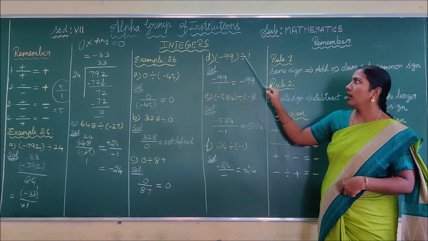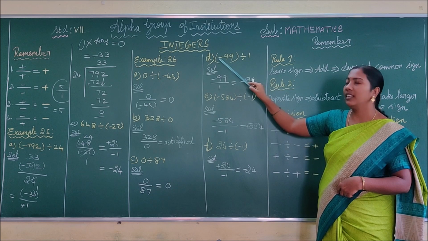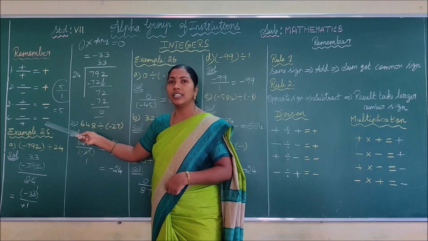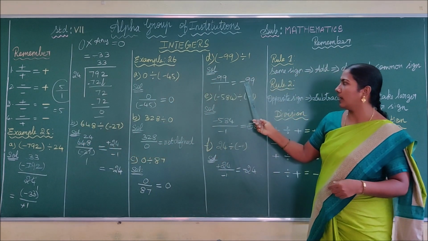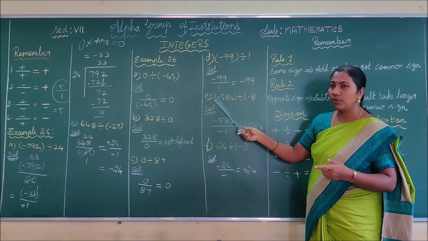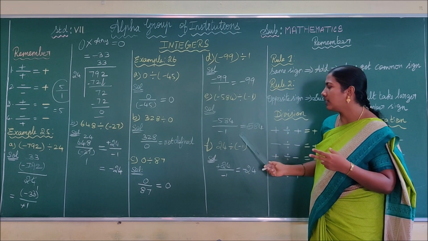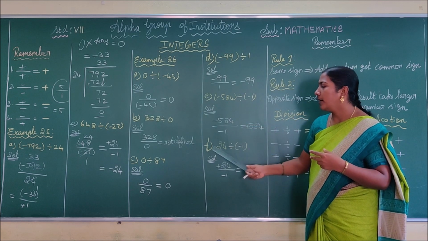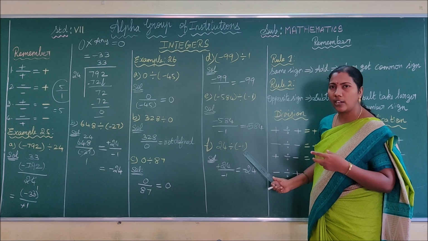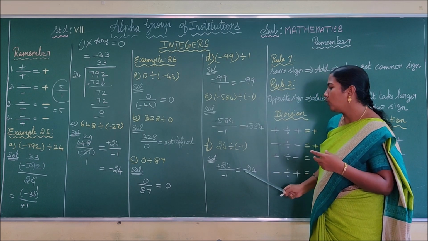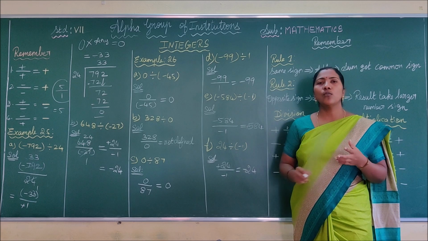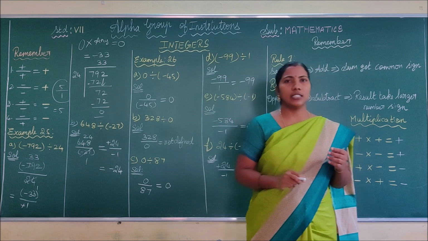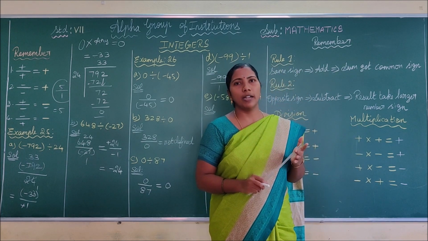See here, the denominator is positive, the numerator is negative, the answer takes negative. That's why we get the negative sign here. See here, numerator also negative symbol, denominator also negative symbol. So the answer takes the positive symbol as per the rule of division. See this next one, numerator is positive, denominator is negative. Therefore plus by minus is equal to minus 24.